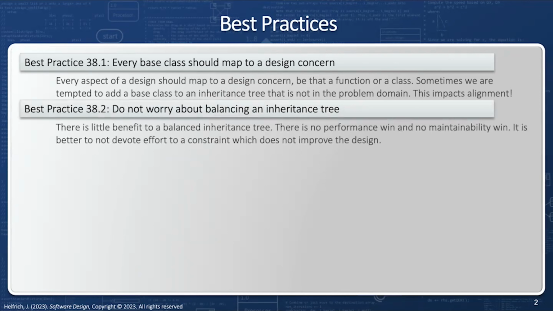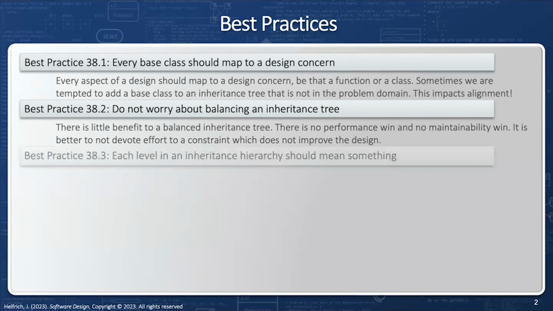Next, do not worry about balancing an inheritance tree. There is little benefit to a balanced inheritance tree. There's no performance win and no maintainability win. It is better not to devote effort to a constraint that does not improve the design. In fact, usually efforts to balance an inheritance tree are a distraction from the things that are truly important and lead us to pursue a non-optimal design.